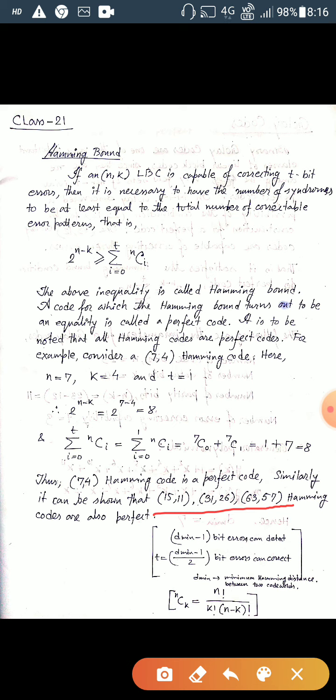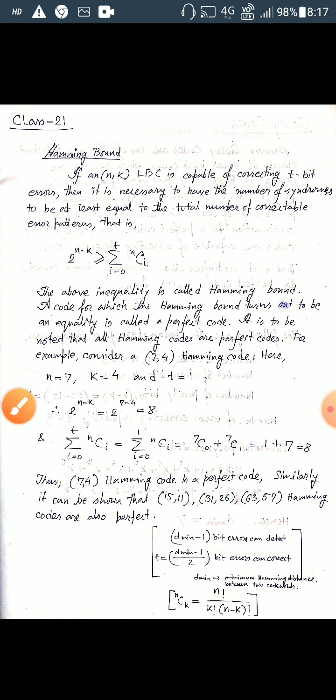In the same way you can prove it for (15,11), where 15 is the code word length and 11 is the message bit. Obviously, whether the Hamming code is a perfect code or not can be checked the way I already told.